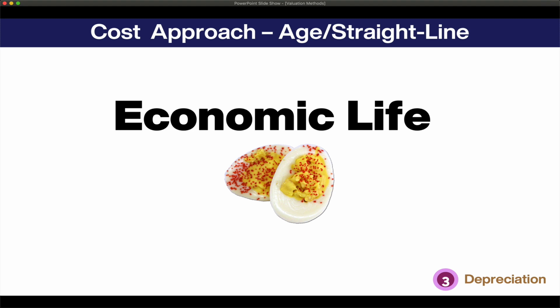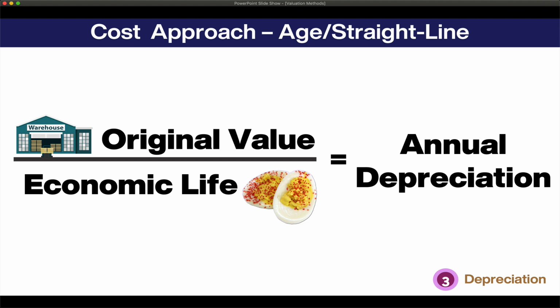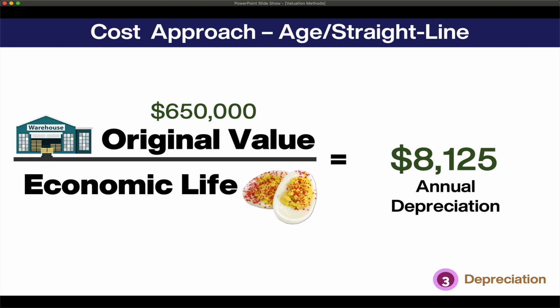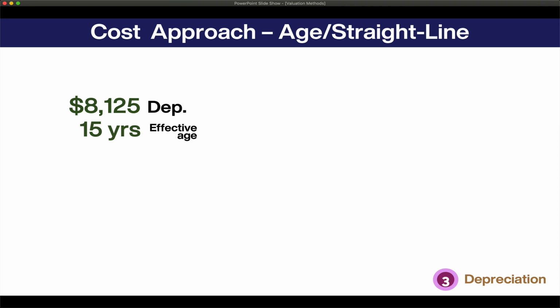Once the economic life is known, it can be divided into the value of the property to find the amount of annual depreciation. Let's say a brand new warehouse is estimated to be worth $650,000 with an economic life of 80 years. That means when it's first built, it would be worth $650,000, but in 80 years, it would have no monetary value. By dividing $650,000 by 80, we can assume that each year the warehouse would lose approximately $8,125 in value.